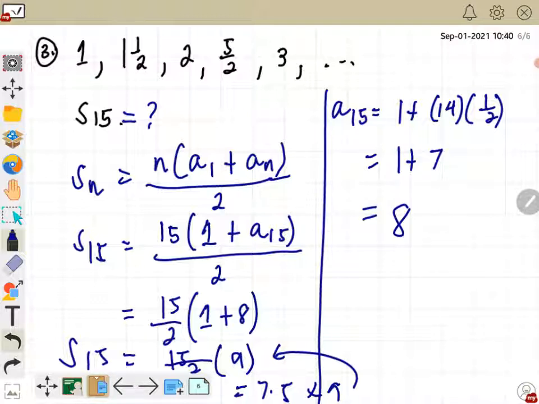So that is our lesson for arithmetic series. And in the next video, we're going to discuss lesson 5, which is the problems involving arithmetic sequence and arithmetic series.